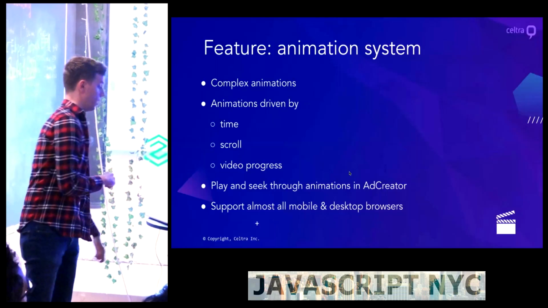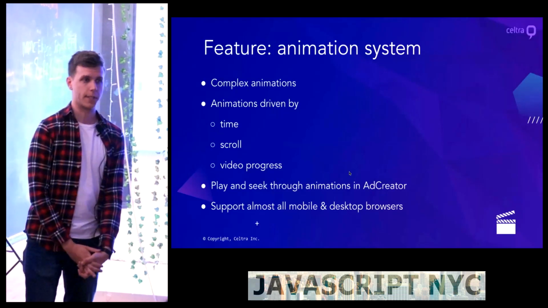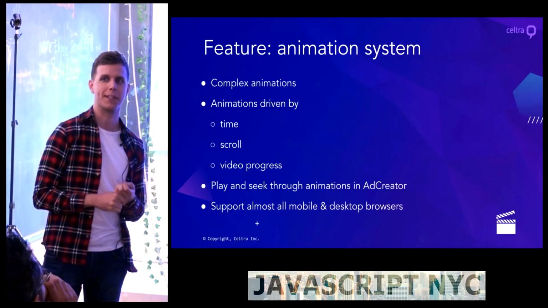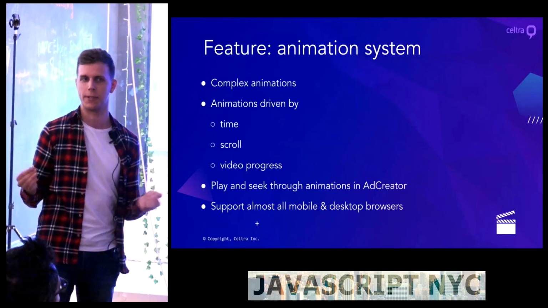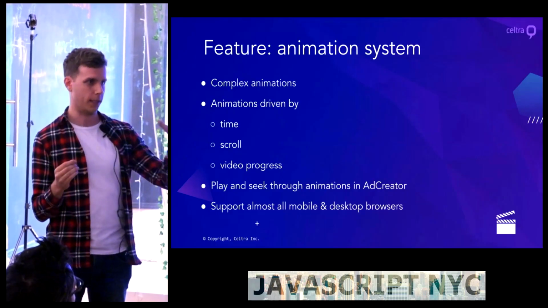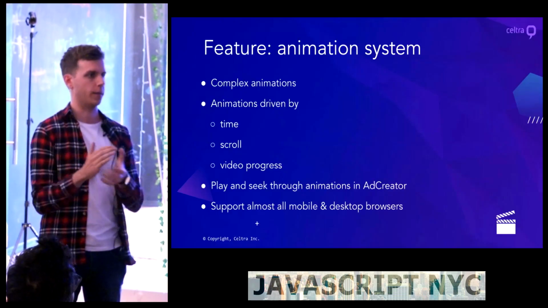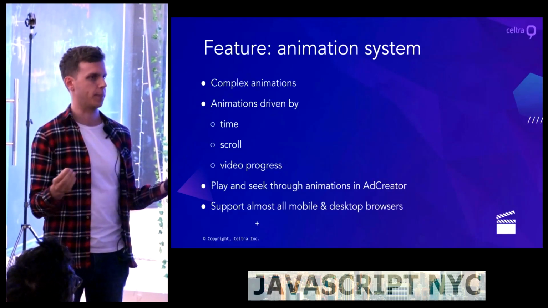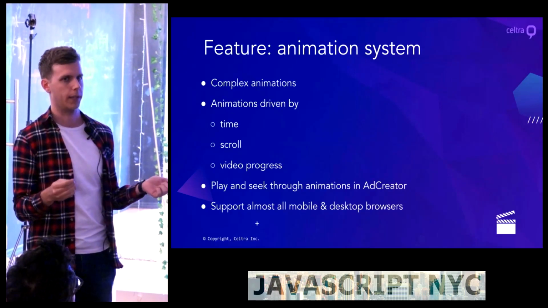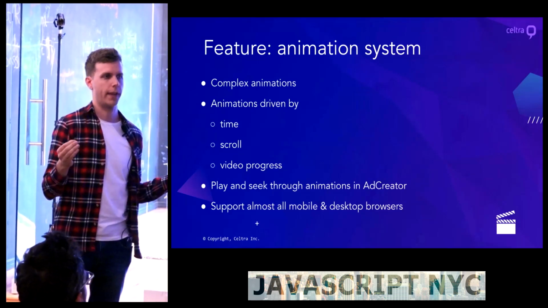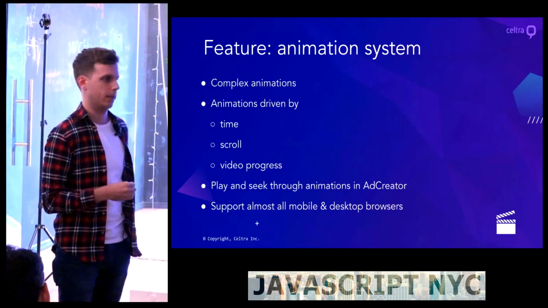The third type are the video progress animations. Unfortunately, I don't have a demo for this because this is still in development, but it's pretty simple to understand, right? So we have one video and one or multiple animations bound to that video. And when the video is played, an animation is played, and when a video is stopped, an animation stops. So, for example, you could add some small effects to the video or subtitles or something like that.